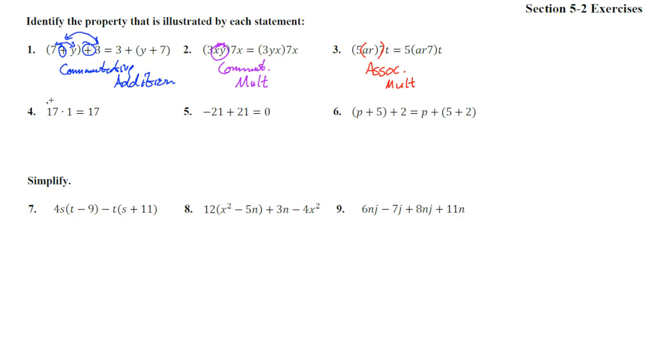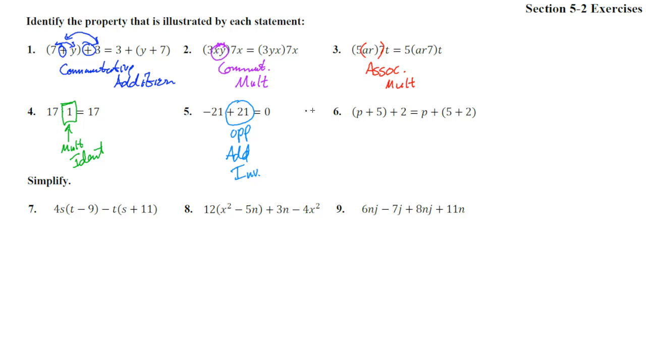Okay, number 4, 17 times. Oh, there we go. That's it right there. Boom. That is the multiplicative identity. Notice he's invisible. You times by 1, it's like you're not doing anything. Number 5. Oh, look at that. That guy is the opposite, which officially is the additive inverse. Negative 21 plus 21, that's what you do to something if you want to cancel it out.